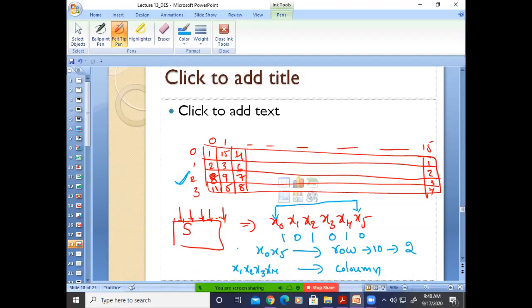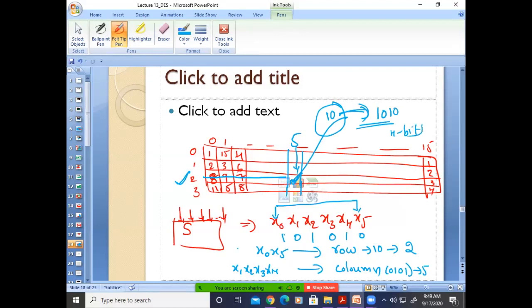Then 0, 1, 0, 1 means 5, so it is representing column 5. So row 2 and column 5. Whatever is there in this box, suppose there is a 10, that number will be converted into 4 binary bits. 10 is 1010 in binary. All these numbers are in decimal or hexadecimal format, and that number will be converted into a binary sequence, which will provide 4 bits. So this is the SBox operation. Is this clear?